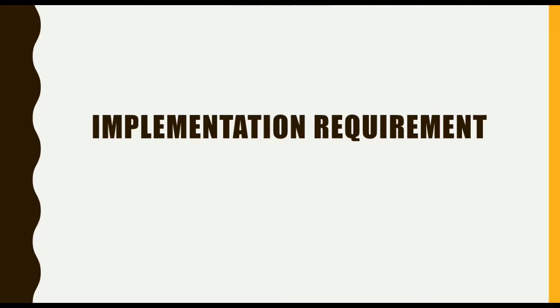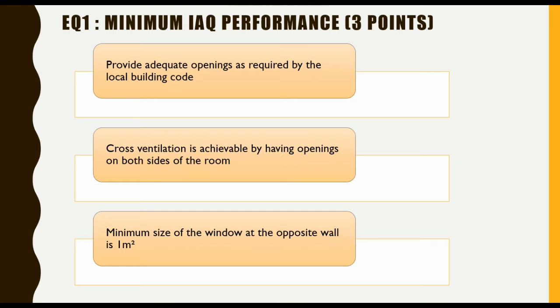Implementation requirement. For EQ1, minimum IAQ performance, provide adequate openings as required by the local building code. Cross ventilation is achievable by having openings on both sides of the room. The window facing the outdoor environment must be sized to comply with the minimum requirement for the ventilation rate in the local building code, and the minimum size of the window at the opposite wall is 1 square meter.